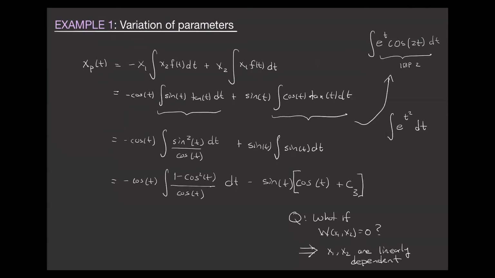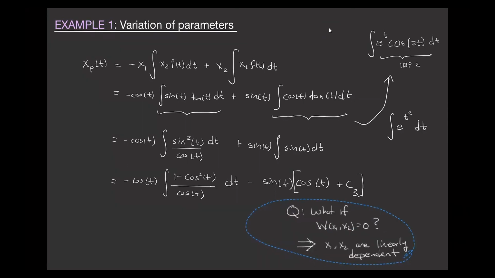Now, the problem with that is x1, x2 came from the complementary solution. And what's supposed to happen in the complementary solution is you have linearly independent terms. So in fact, as long as you found x1, x2 correctly, they should be linearly independent, which means that their Wronskian should not be 0. So this is a nice way to connect to linear independence.